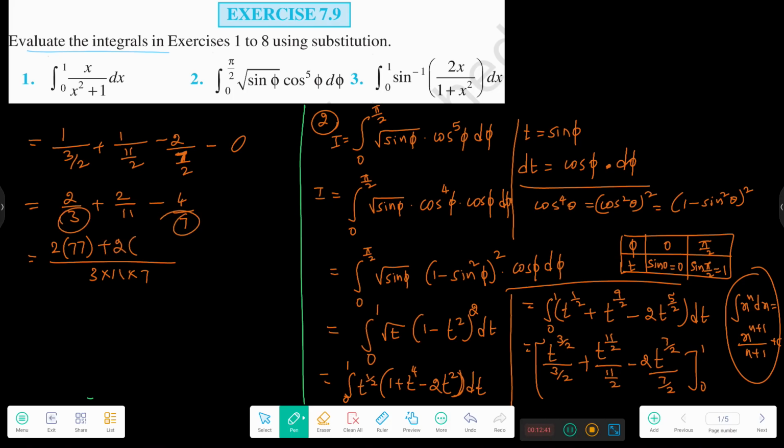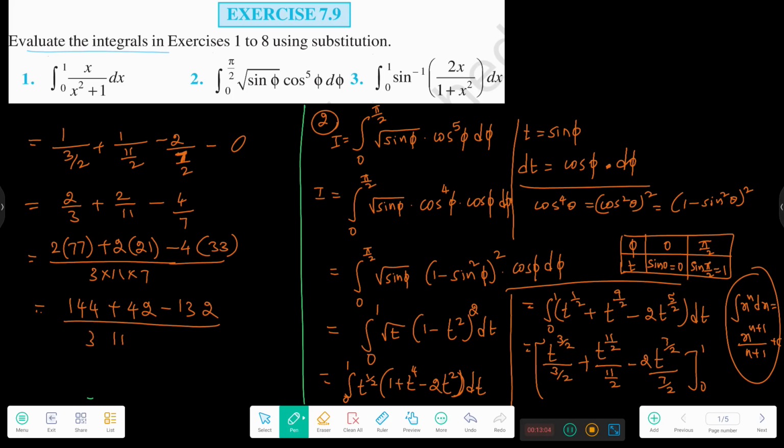Now these two you have to multiply. 7 3s are 21, 7 3s are 21. Minus 4 into the other two numbers multiplied, which means 33. Now you simplify. You will be getting 144 plus 42 minus 4 3s are 12, so 132, whole divided by 11 into 3 into 7.